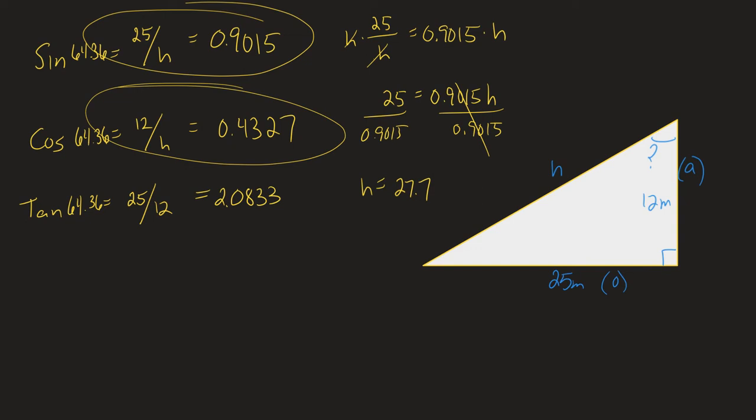Now, we used the sine ratio for that, and that gave us our missing side. However, keep in mind, you have a way to check your work without using Pythagoras. We know that this number had to be bigger than 25, because 25 divided by a number gave us 0.9. But you can check right here by taking 12 divided by 27.7 and seeing if it equals the remaining ratio of 0.4327. If it doesn't, you've made an arithmetic mistake.